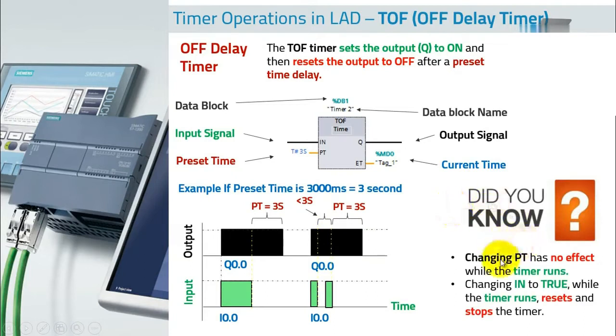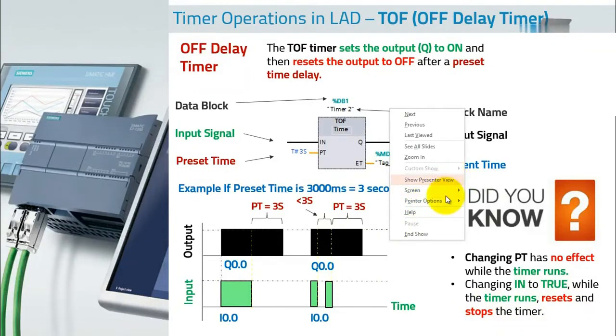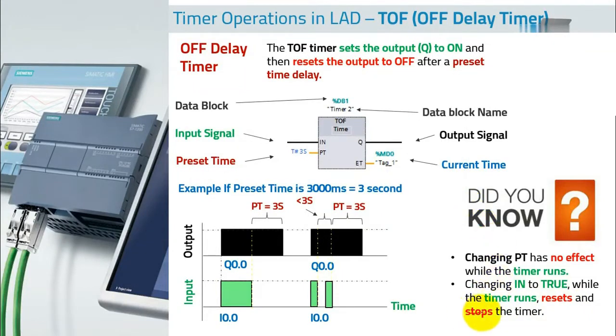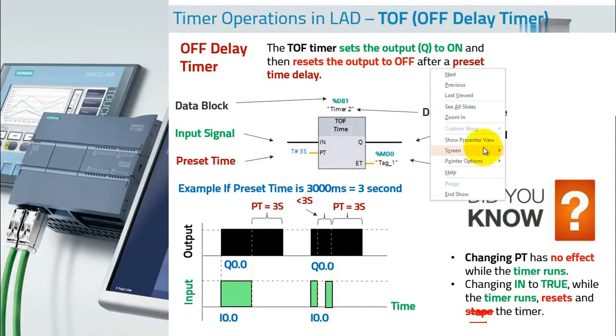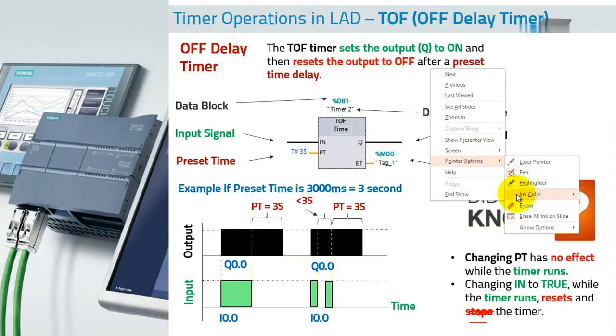This is what it says as the did you know fact. It says changing PT has no effect while the timer runs. So if you change the PT, this will not affect the timer operation. But changing IN to true while the timer runs resets and stops the timer. This is incorrect. It will not stop the timer, but it will reset and restart the timer. Instead of stop, it is initialize. It initializes the timer. I apologize for this inconvenience.